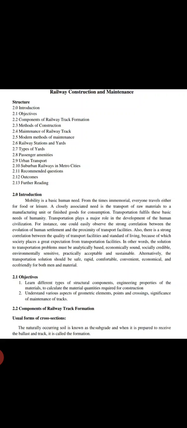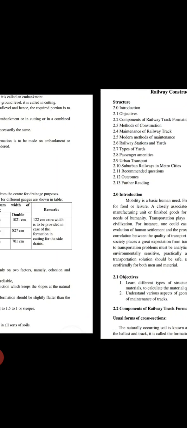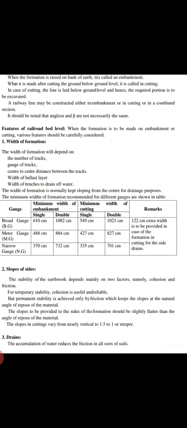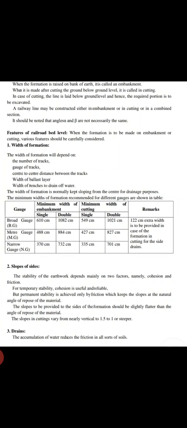Formation. Usually in forms of cross sections, the naturally occurring soil is known as the subgrade, and when it is prepared to receive the ballast and track, it is called formation. When the formation is raised on a bank of earth, it's called an embankment. When it is made after cutting the ground below the ground level, it is called cutting.